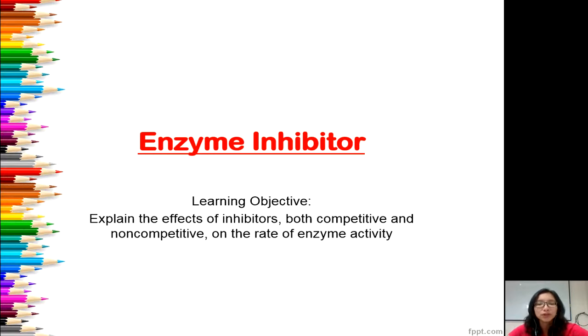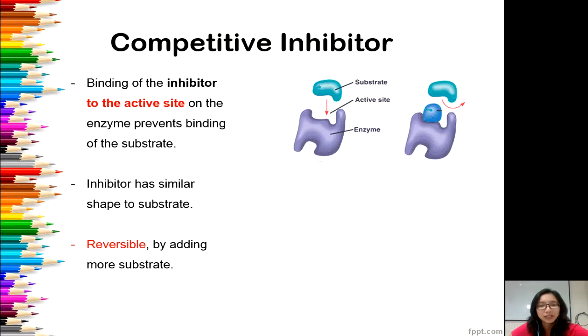There are two types of inhibitors. The first one is called competitive inhibitor and the second one is called non-competitive inhibitor. We will see how both of them affect the rate of enzyme reaction. So this is competitive inhibitor. Based on the term itself, competitive.